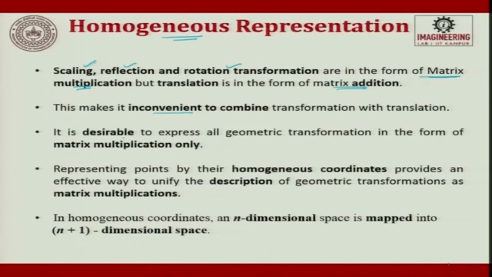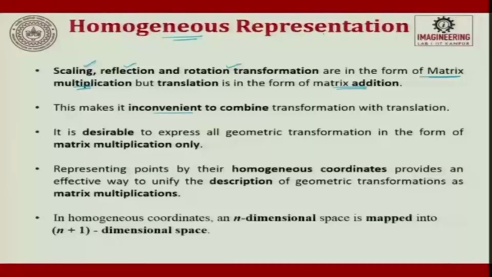So, it is desirable to express all geometric transformations in the form of matrix multiplication only. Matrices are the easiest form of doing translation or transformation, whatever it is. If we could convert everything into a standard matrix multiplication form, that gives us a benefit. Homogeneous representation is only moving towards this.